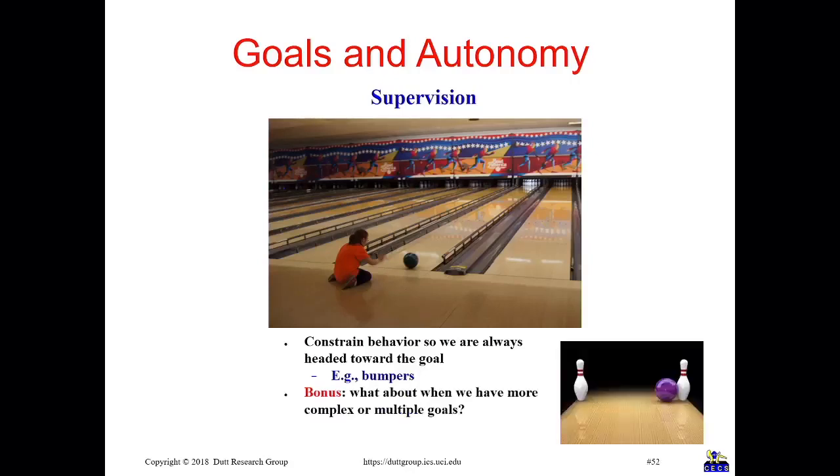But as we discussed, what we typically have is the idea that you may have multiple goals you're trying to achieve that vary over time. So again, having some notion of supervisory control will allow you to try and achieve these goals in a bounded manner.